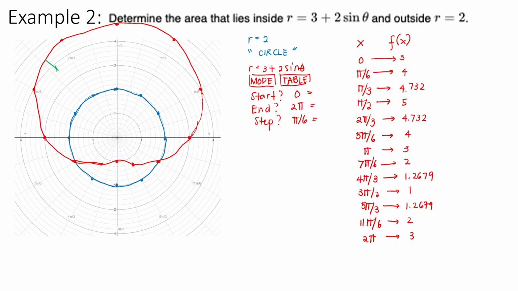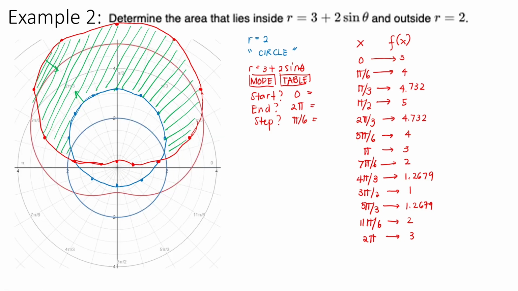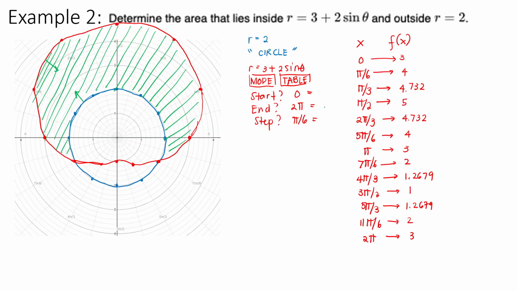So it's the inner part for the red graph, but the outer part of the blue graph. So this will be the area of interest. Okay, so that will be the area of interest for the graph. Before we solve the formula, let's try to identify first the alpha and the beta.